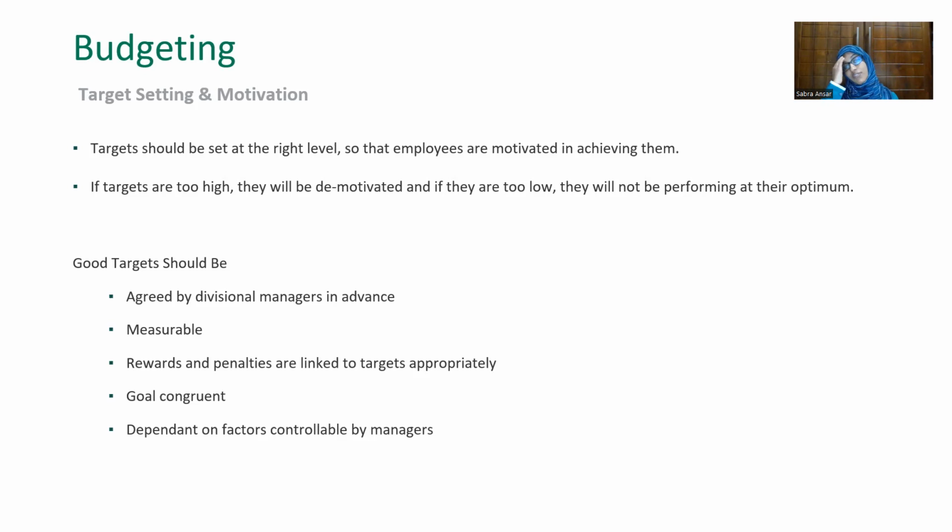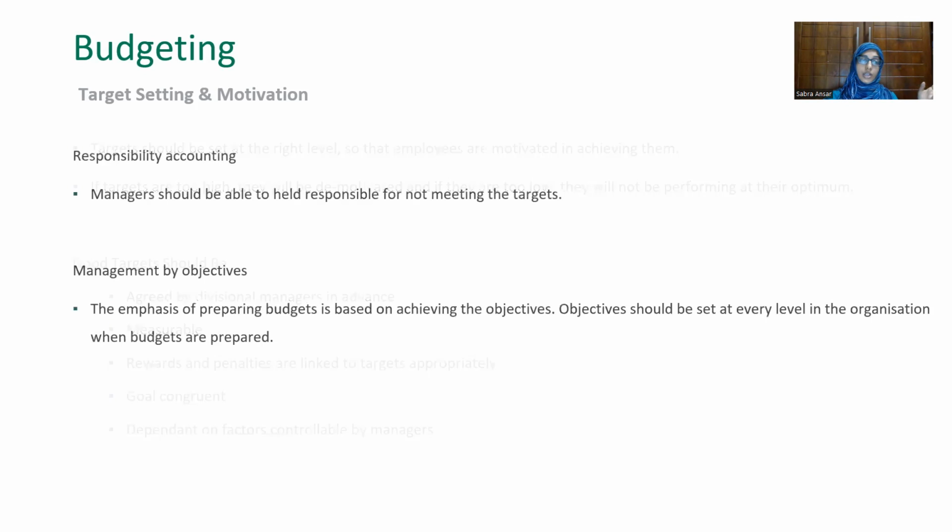And also, if they do not get to achieve it, there'll be penalties involved. So that means they'll be scared of the penalties, so they will try their best to achieve this particular target, or try to come somewhere near the target. Then also it should be goal congruent, and it could also be dependent on factors controllable by the managers. So that is what a good target would be.